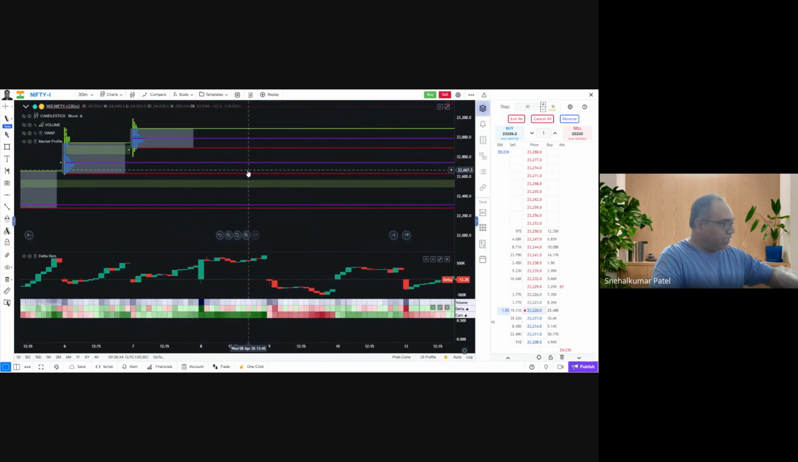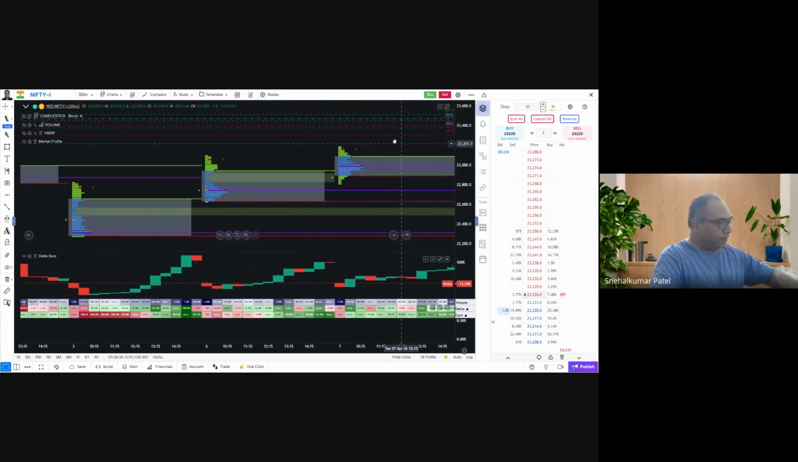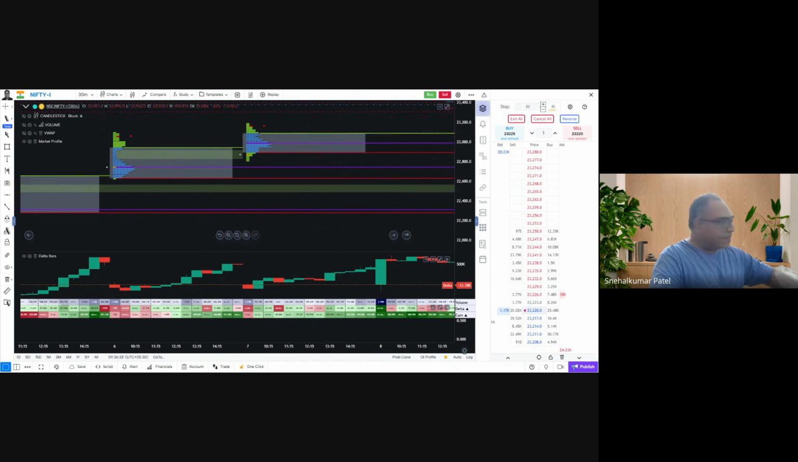So let's look at this profile. Yeah. So here we have some levels. Let's mark them. This is value area high. This is value area low. This is POC. Let's update them. Value area high, value area low, and this is POC. Okay.